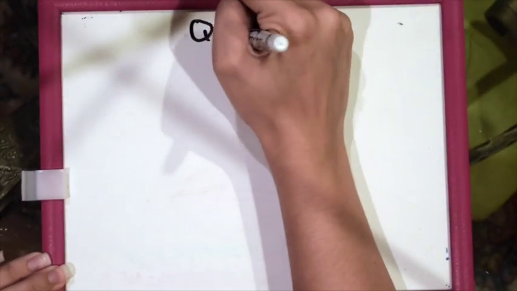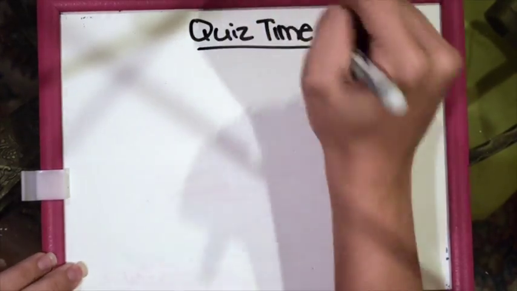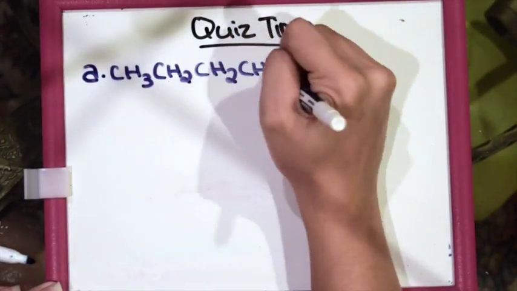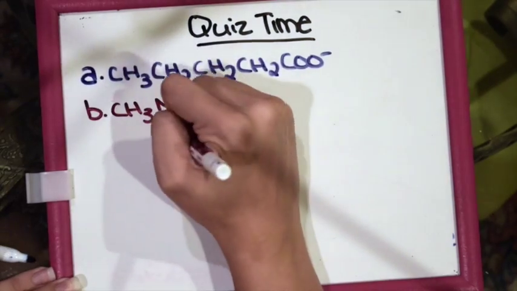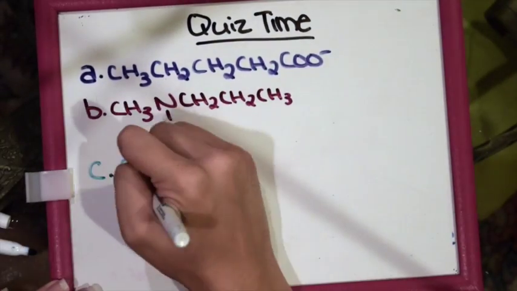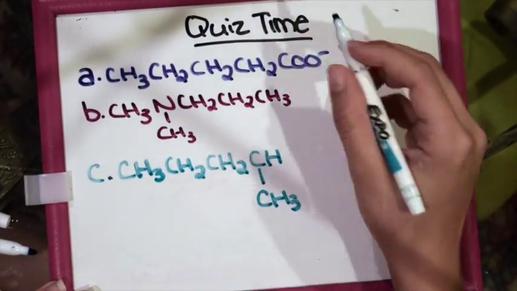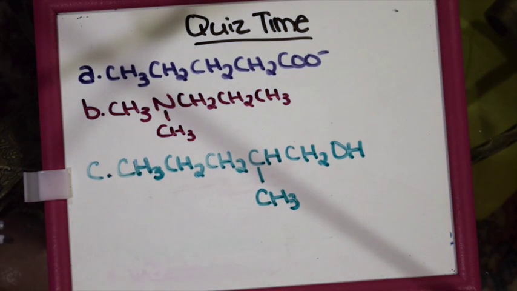Now it's your turn to practice identifying and naming an amine. Indicate which of the following choices is an amine, what type of amine it is, and then name it. Click pause and work on the problem.